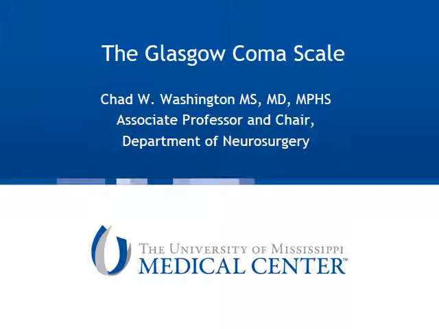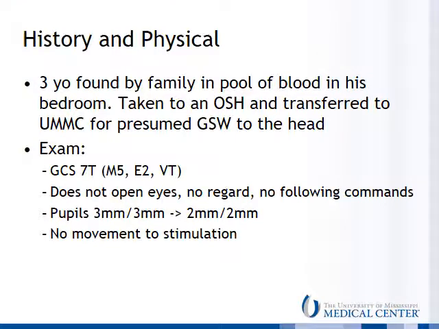So we want to begin our conversation about neurotrauma with a clinical example that allows me to discuss with you some of the specifics around neurological exam and neurotrauma that are important. So we have a 3-year-old found by the family in a pool of blood in his bedroom. He was taken to an outside hospital and then transferred to the University of Mississippi Medical Center for a presumed gunshot wound to the head.